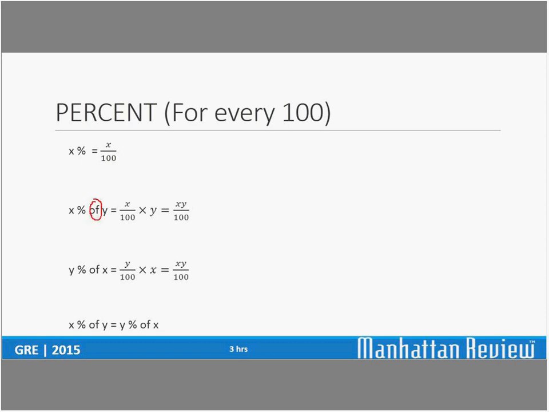If you observe, we know "of" is represented as multiplication. So X percent of Y, we usually write it as X by 100 times Y, which is XY by 100. Similarly, if I say Y percent of X, it would be written as Y by 100 times X, which is XY by 100. So if I take 10% of 20, or 20% of 10, they will remain the same. Because what is 10% of 20? 2. 20% of 10? 2. Interchanging the values of X and Y will not make any difference at all.